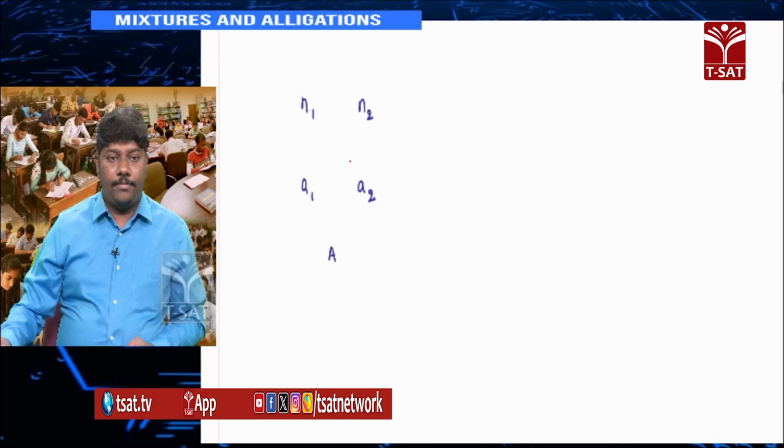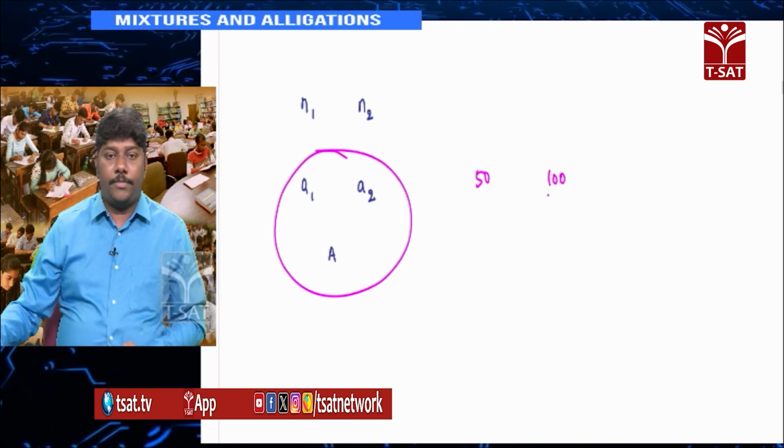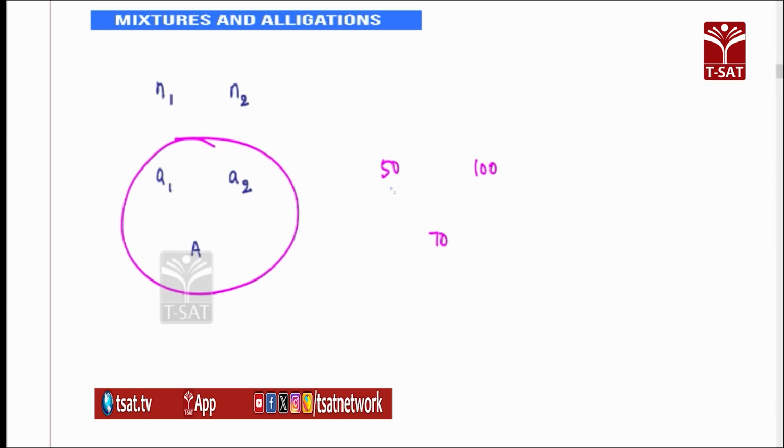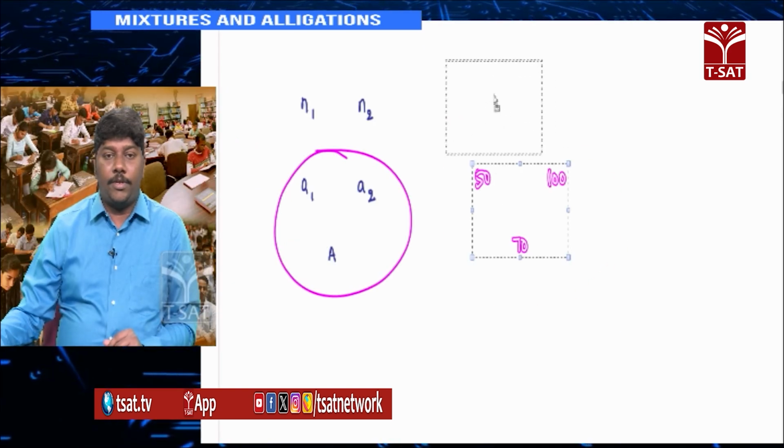Out of these three, suppose I have 50, 100, 70. What is the difference here? The difference is 20. The difference here is 30. D1 and D2 I am talking about. Or else if you take D to this side, the difference is 30, the difference is 20. What ratio are we mixing? We are mixing it in 3:2 ratio, right?